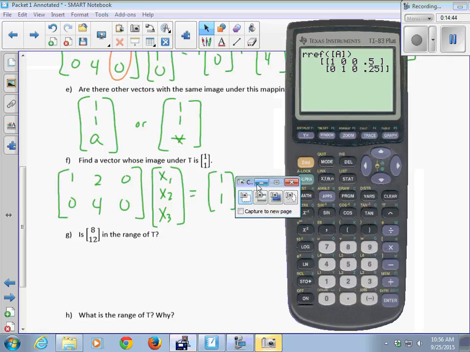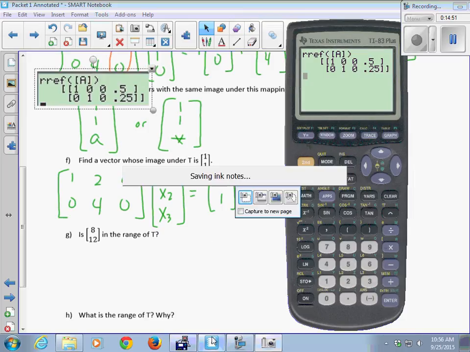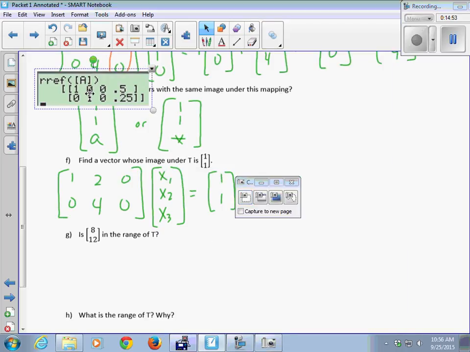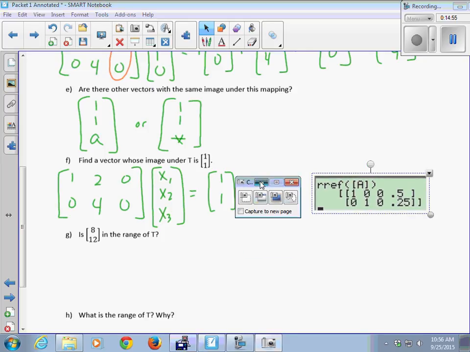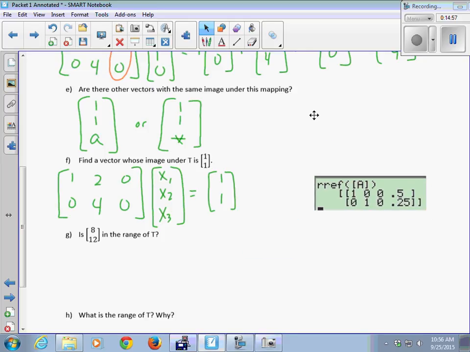Say that again, Alex? No, there is not always a solution. That's a good question. Yes, there are sometimes going to be vectors that are the image of nothing. Like there's nothing that can get you there. Yeah, you would just say there is no vector whose image under T is 1, 1. Right. In the matrix, you would get something inconsistent.